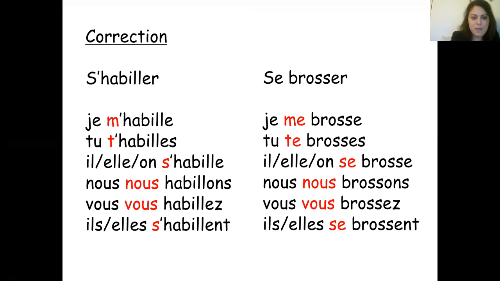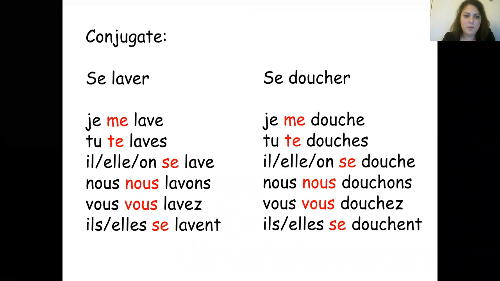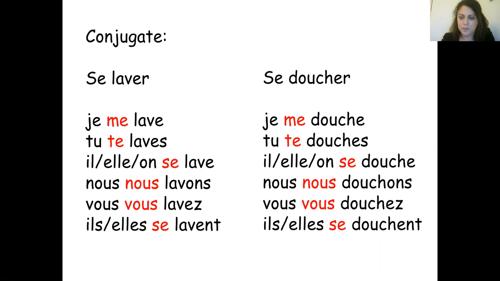You can see for s'habiller here, because we have an H, me becomes M apostrophe, te becomes T apostrophe, se becomes S apostrophe. And then for se laver and se doucher, you've got the correction. So please correct in red.